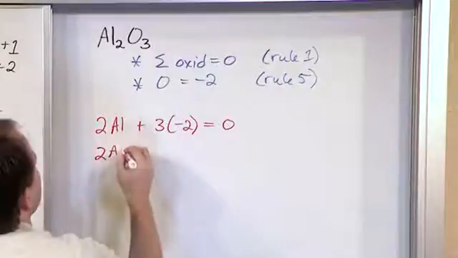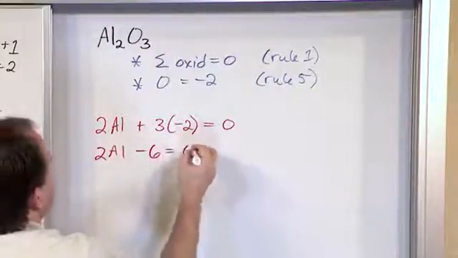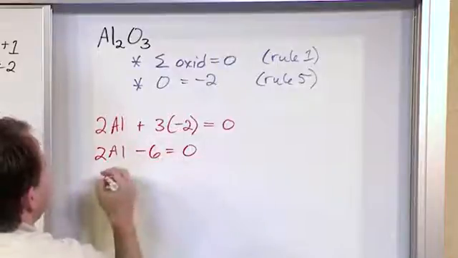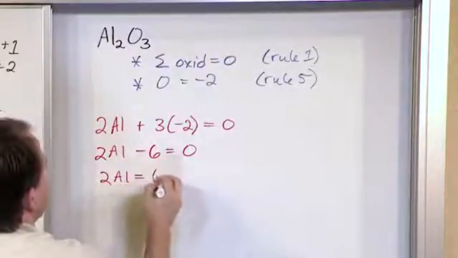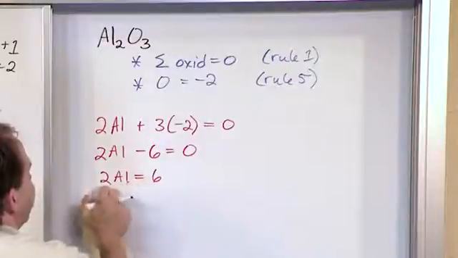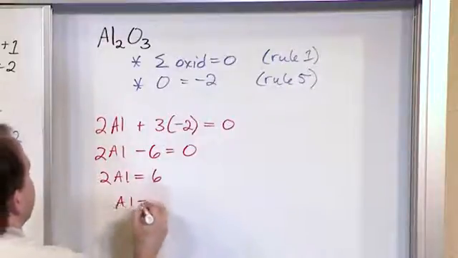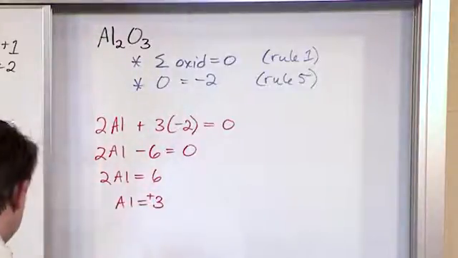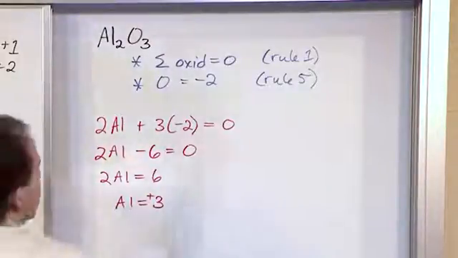So 2Al minus 6 is equal to 0. And then, to solve for Al, I move 6 over here. 2Al is equal to 6. And then to get aluminum by itself, I divide by 2. So Al is equal to 3, positive 3. And that is the answer there. So that's the oxidation number of aluminum in this compound.